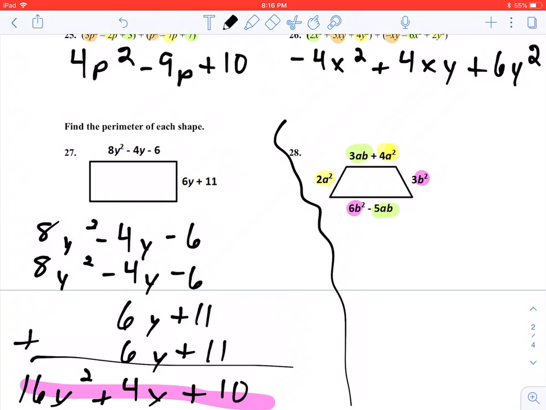So let's start with the yellow ones. We have 2a squared plus 4a squared. That's going to give me 6a squared. Now, going with the green ones, we have 3ab minus 5ab. That's negative 2ab. And then lastly, we have the pink, which is 6b squared and 3b squared, which gives us positive 9b squared. And there's your solution to number 28.